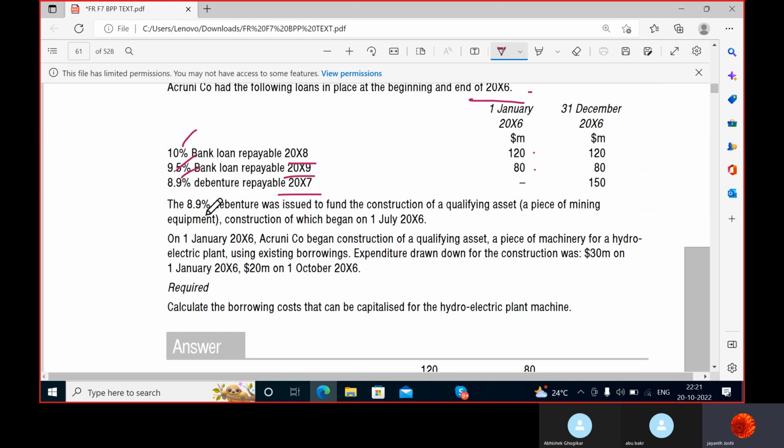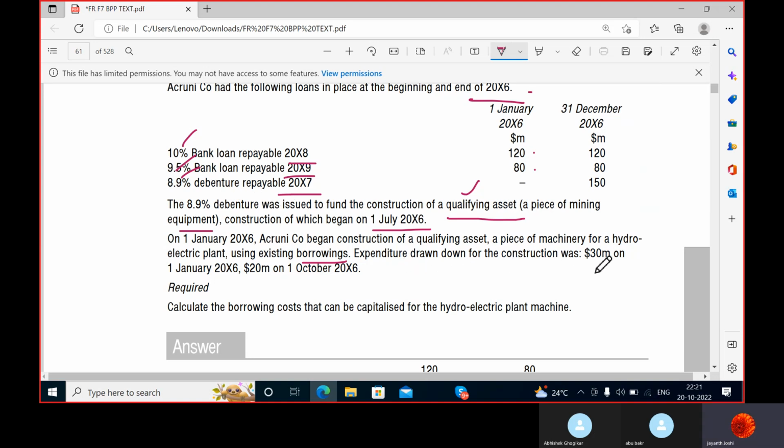How? So the 8.9% debenture was issued to fund the construction of a qualifying asset, a piece of mining equipment. So we are using the debenture amount for construction of this qualifying asset. And the construction will begin on July 1st, 2006. On 1st Jan 2006, Acronis company began the construction of a qualifying asset, a piece of machinery for a hydroelectric plant, using existing borrowings.